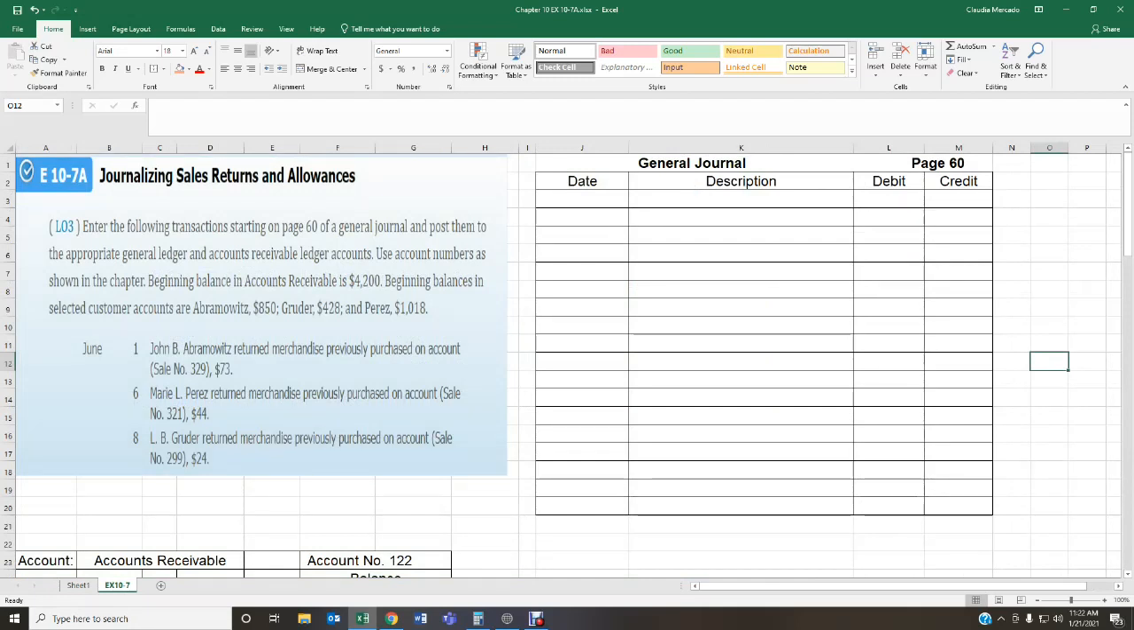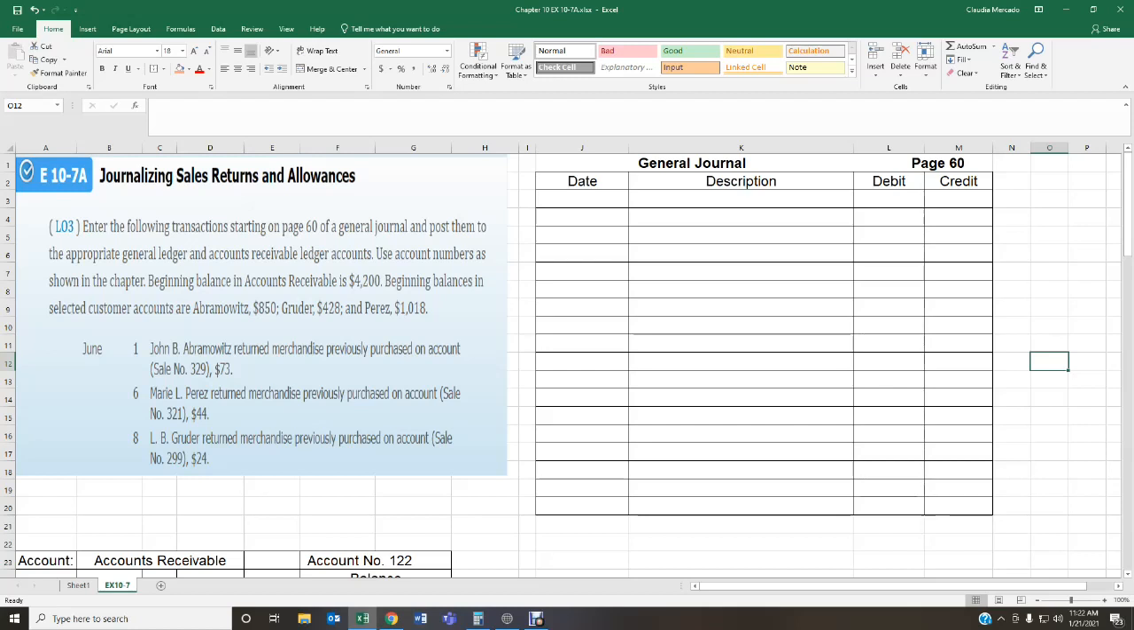Exercise 10.7 deals with journalizing sales returns and allowances. It says, enter the following transactions starting on page 16 of your general journal. I've already created the journal right here, and I've already put the page number up here for you. It says, enter the transactions on your journal and post them to the appropriate general ledgers and accounts receivable ledger accounts. Use account numbers as shown in the chapter.